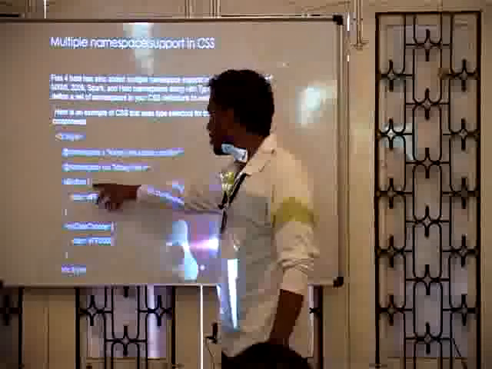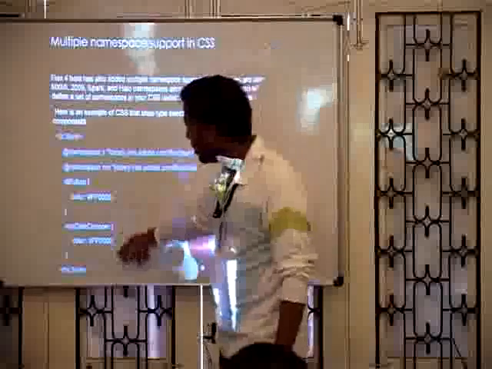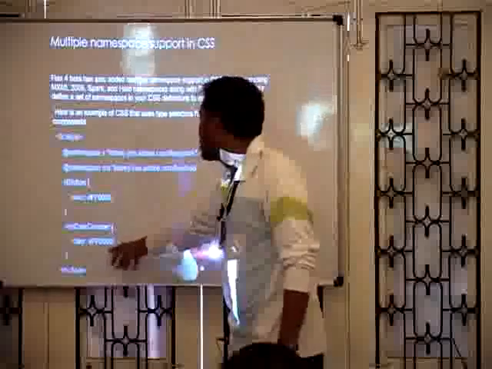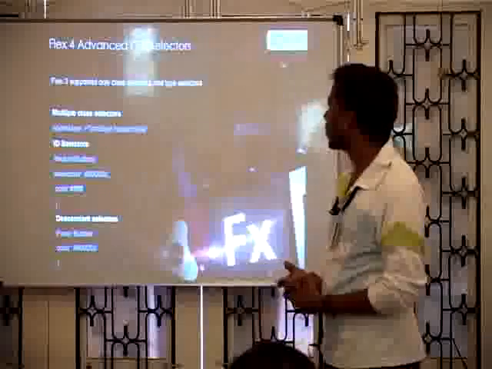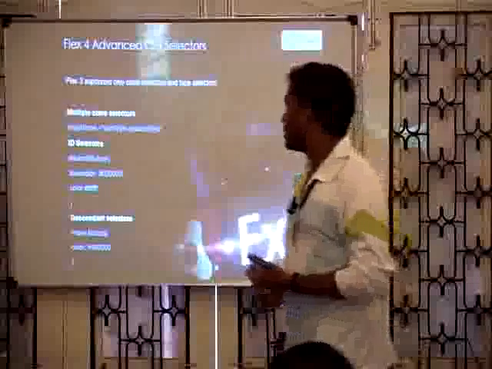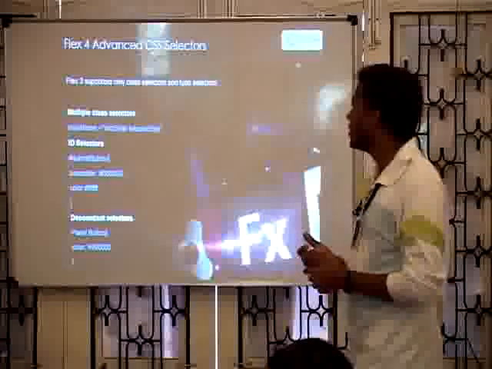The Spark Button looks like this. You should define the color here, and the Halo style will look like this, the DateChooser with the namespace prefix within this. Now the Flex 4 advanced CSS selectors. Flex 3 supported only class selectors and type selectors, as I mentioned earlier.